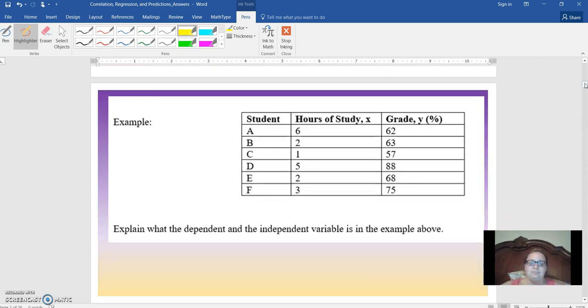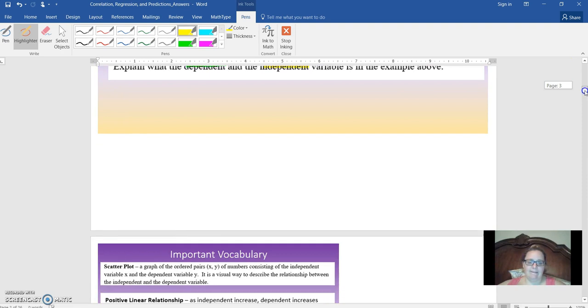Right, so here's our example. Explain what the independent and dependent is in the variable above. So we have 6 students, and they studied, and this is a grade on a test. Their hours of study can change. They control that. Like you control how much you study. And since you control that, that's the independent. Your grade depends on how often you study, so that would be the dependent variable. This would be our y, and this would be our x.